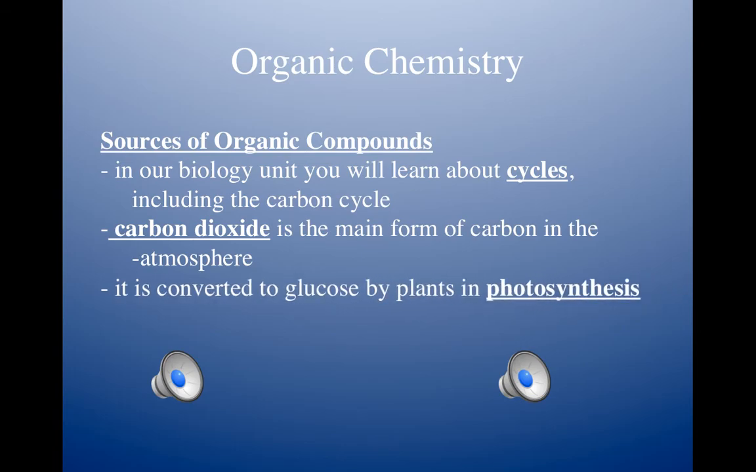So, in biology, probably in grade 9, used to be in grade 10, you learned about cycles. It's a crazy place to teach about cycles because generally you don't know a lot about chemistry in grade 9. And it helps to know about chemistry if you're going to understand how carbon and oxygen and phosphorus and nitrogen are cycled. Carbon dioxide is the main form of carbon in the atmosphere. And you should know from grade 8, there's something called photosynthesis, which is how plants make their food, called glucose or sugar.